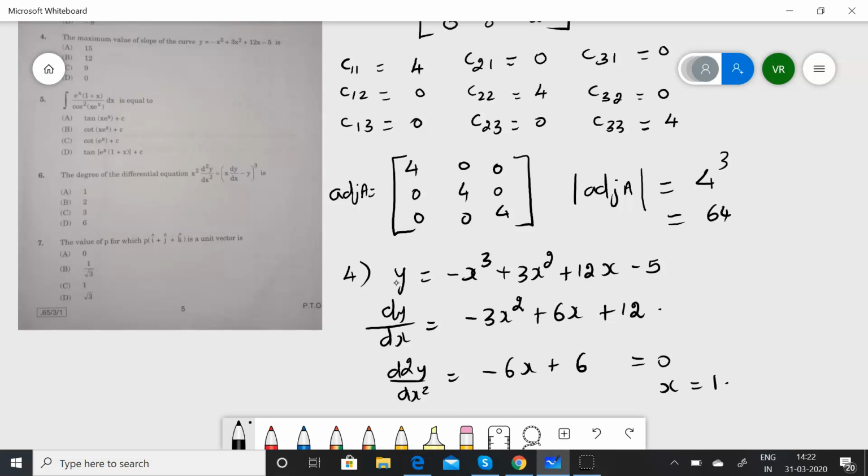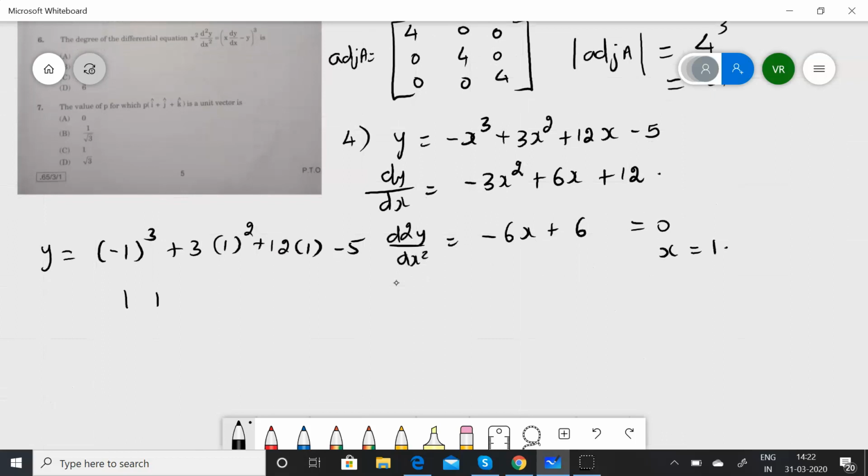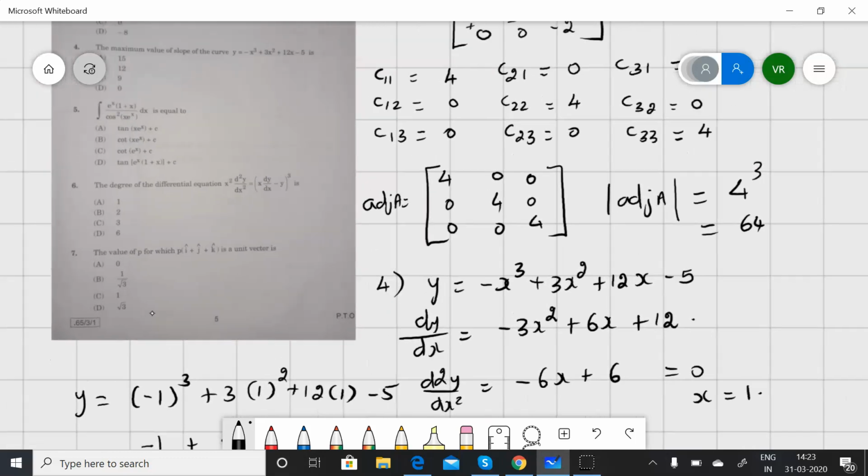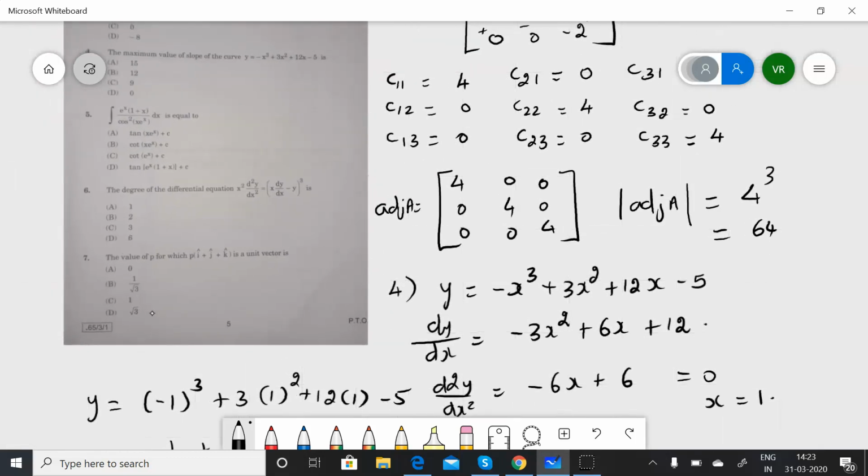Now substituting this value of 1 in y, you get y equals minus 1 the whole cube plus 3 into 1 the whole square plus 12 into 1 minus 5. So that gives you minus 1 plus 3 plus 12 minus 5, which is 9. Hence, option C is correct.